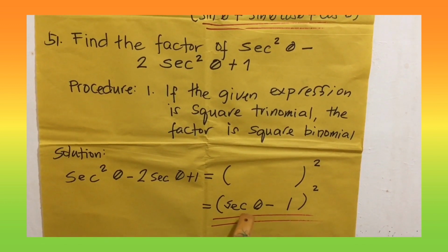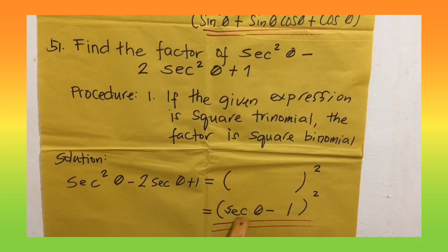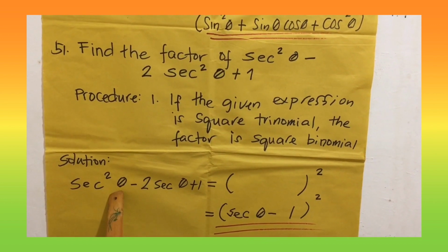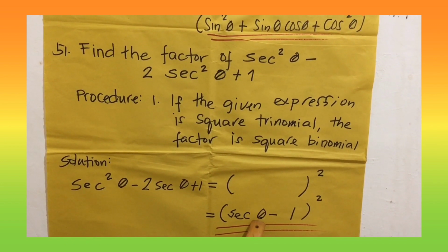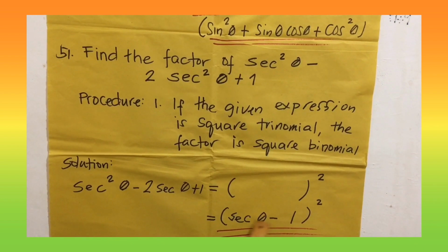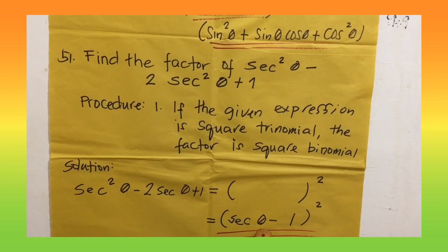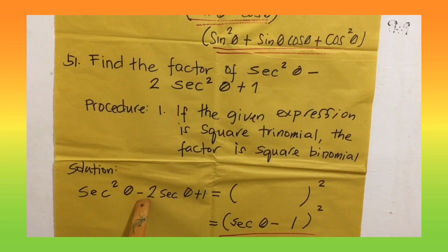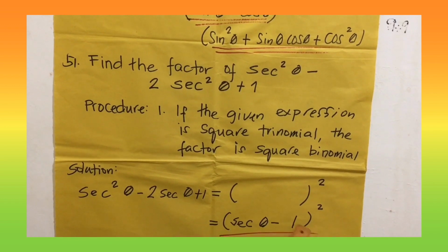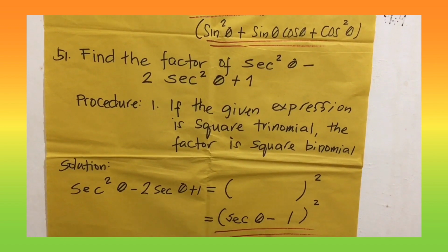So if we're going to check, secant theta times secant theta equals secant squared theta, and we are going to multiply secant theta times negative 1 and times 2, the result is negative 2 secant theta, then 1 times 1 equals positive 1, and it is correct.